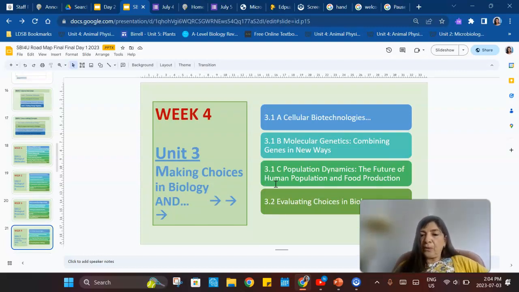In week 4, we're going to work on the first 2 days on the research-based unit, which is making choices in biology. Each one of you will pick only one of these topics. So it's either 3.1a or B or C. You'll collect information, you'll learn about your topic, you'll be ready in the first day, and on the second day, you're going to create a research paper that will be evaluated on the same information.